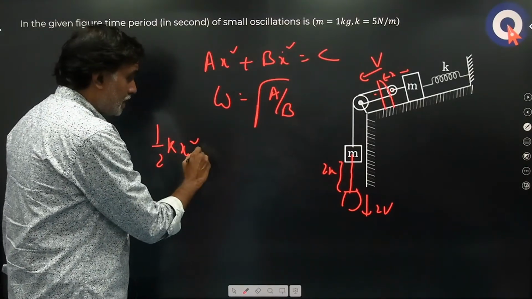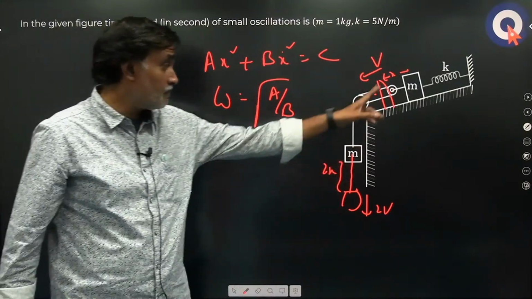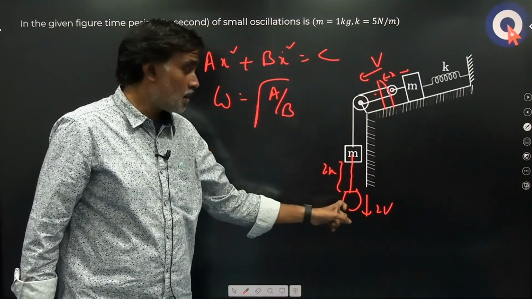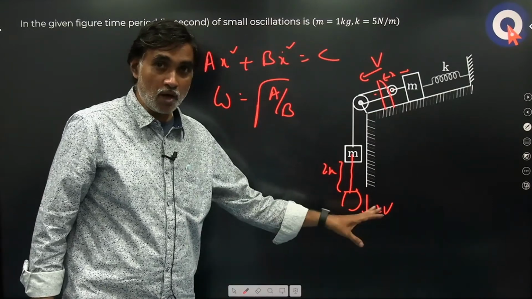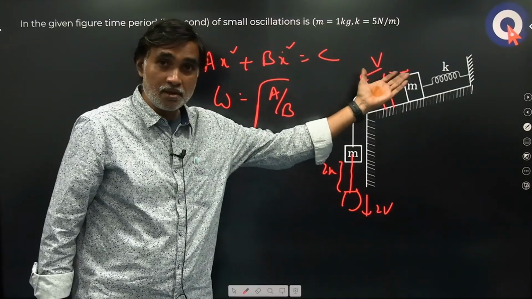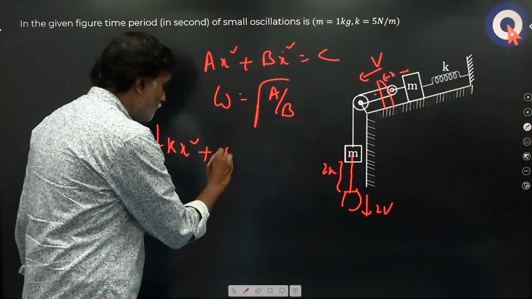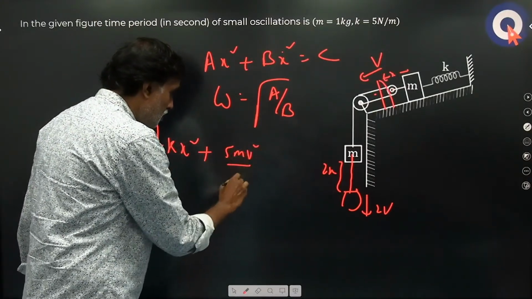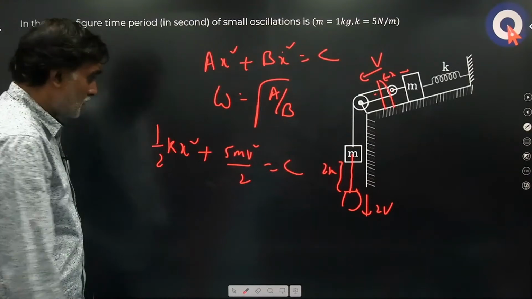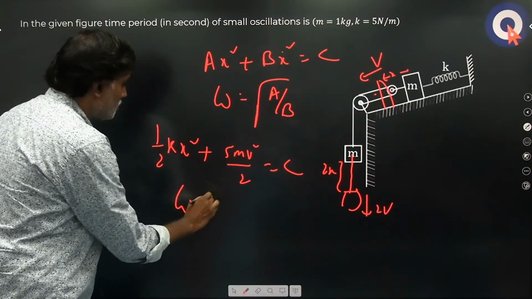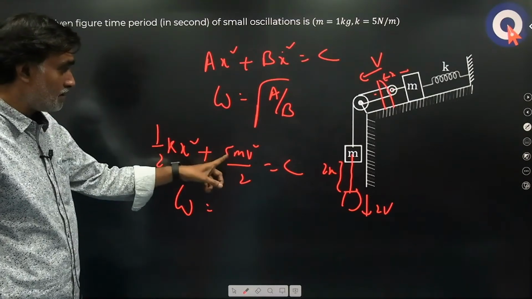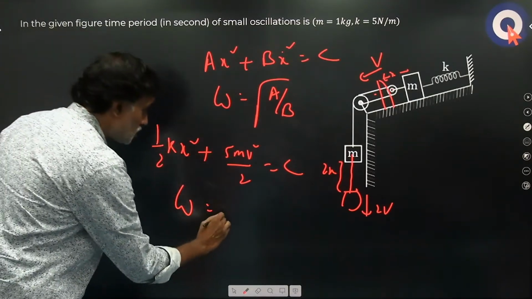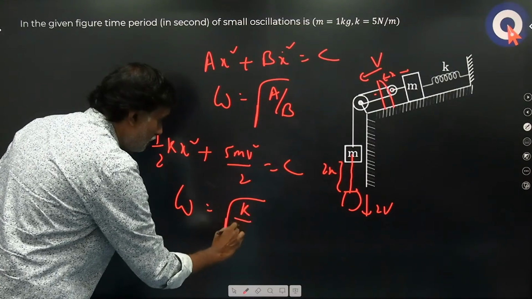And the increase in kinetic energy. What is the kinetic energy of this block? Half m v square, and for this block half into m into 2v whole square. So 4 into half m v square, and this is half m v square, that is 5 m v square by 2, that is constant. So what is the angular frequency of oscillation? Root of a by b. So root of k by 2 by 5m by 2. So that is root of k by 5m.